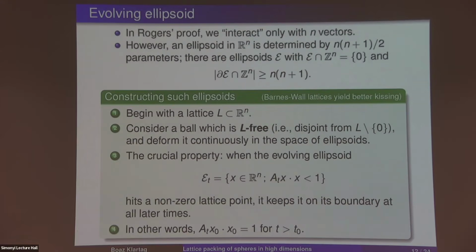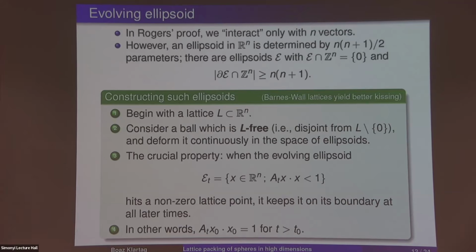Let me just tell you what you can improve on in the Rogers proof. The point that you could find not satisfying is that Rogers pretty much inspects only the n shortest vectors in the lattice, and from these Rogers constructs an ellipsoid. But it does not make sense to interact with only n vectors from the lattice. An ellipsoid in R^n is determined by n square parameters. Each vector gives one constraint, so it makes sense to try to interact with n square vectors from the lattice.